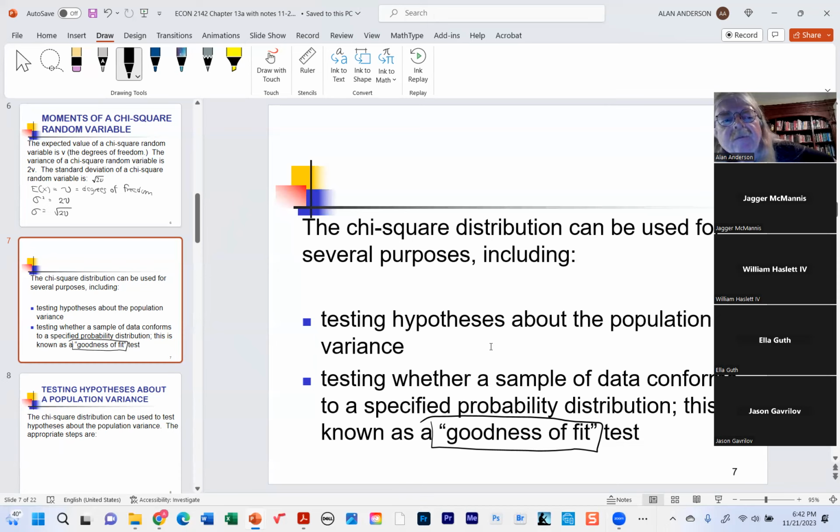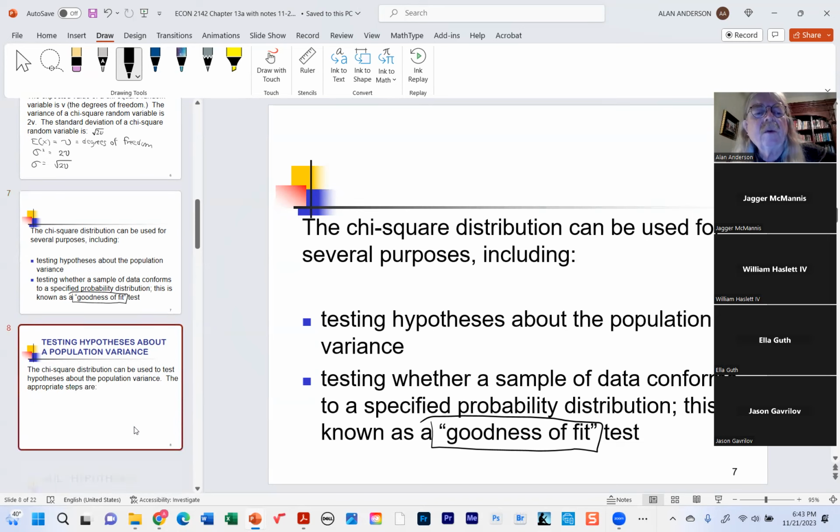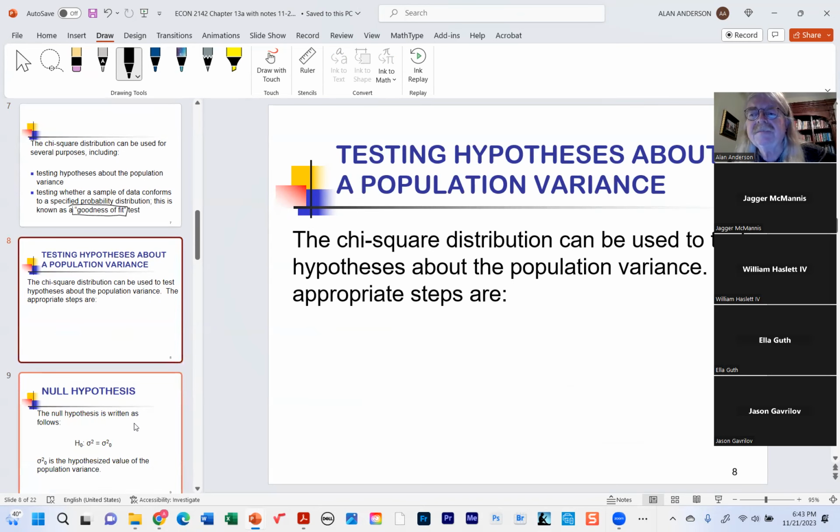All right. Well, let's start. Let's start with the first case, testing hypotheses about a population variance. Now, this is the one where we will need the chi-square tables. The calculator really can't help us too much with this one. So what we're going to do is test hypotheses about a population's variance in the following way.